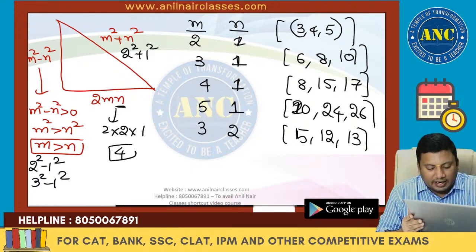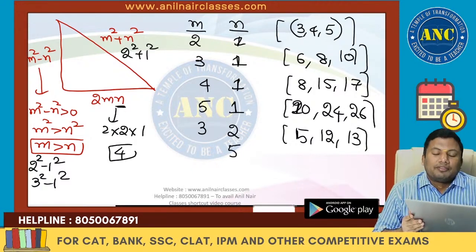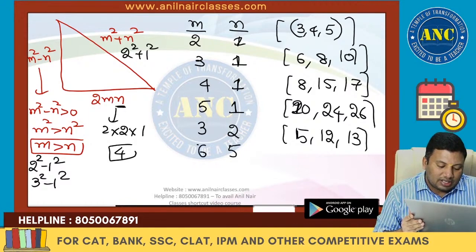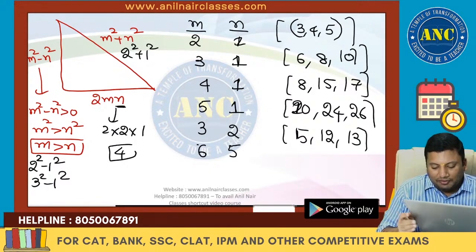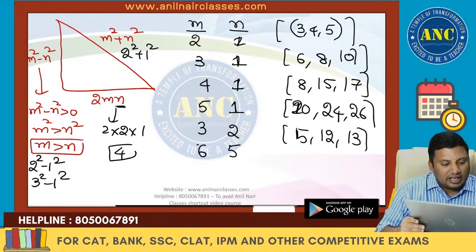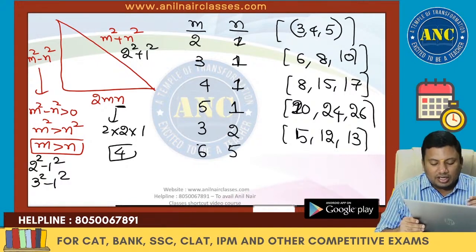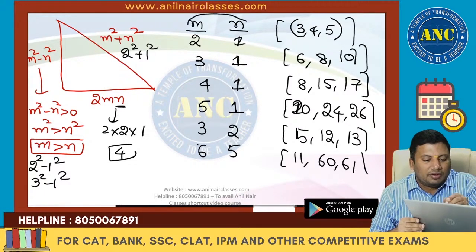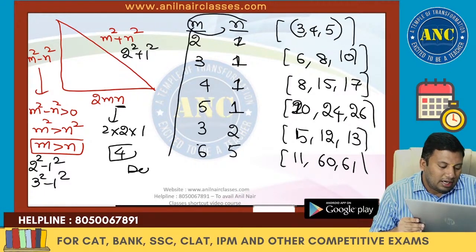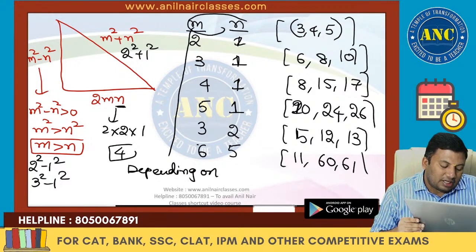Sir, can I take n value 5 and m value 6? Please take it out. 2 into 6 into 5. 2 6s are 12, 12 5s are 60. Next it is 36 minus 25, which is nothing but 11. 11, 60, 61. Depending upon which values you take for m and n, that Pythagorean triplet will be defined.